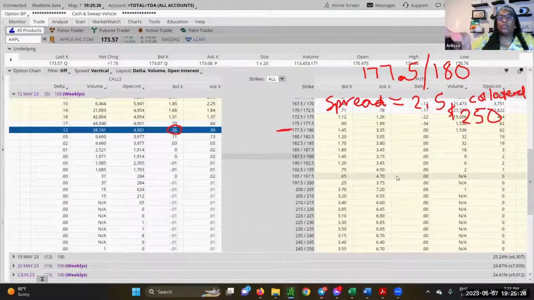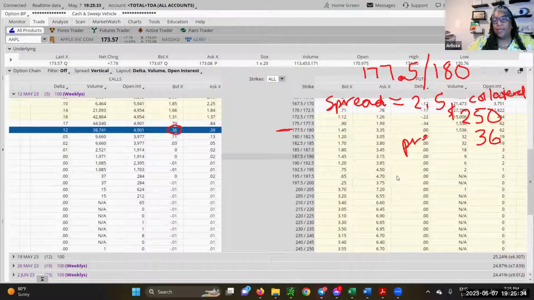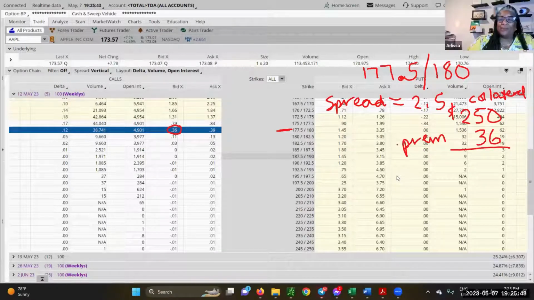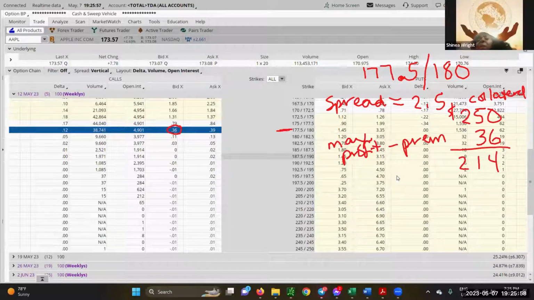Okay, what does the $36 represent? Your premium. Premium is also our what? Our max profit. Max profit, there we go. This is the absolute most you can make from this trade. Take this away, we're gonna end up with what, $214? What does 214 represent? Max loss.